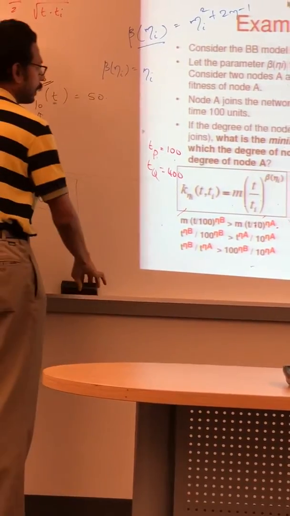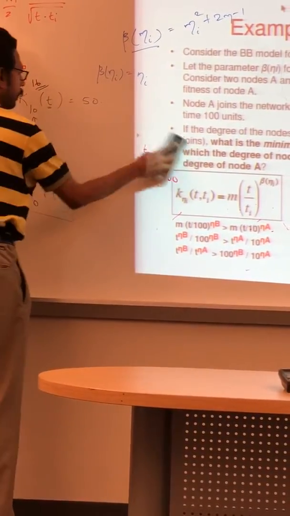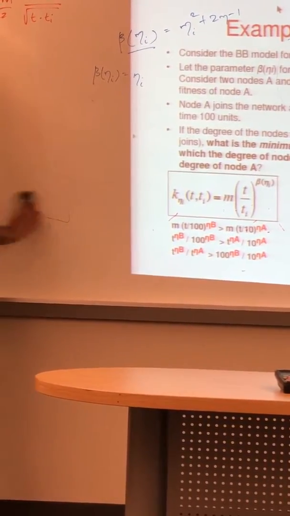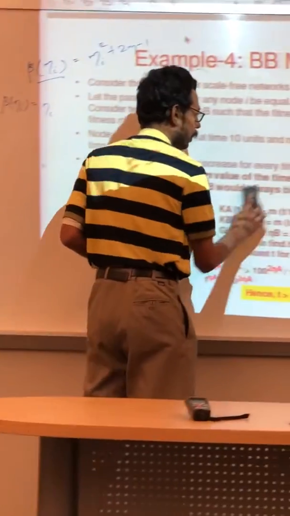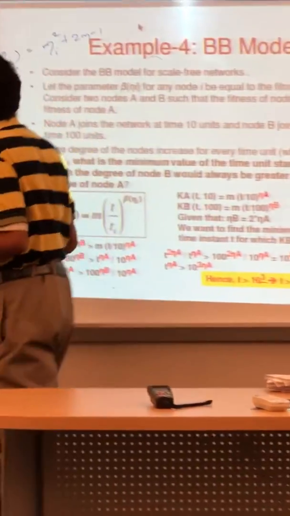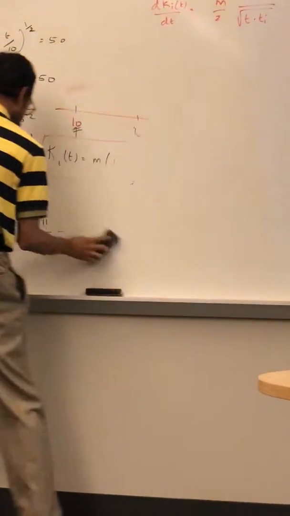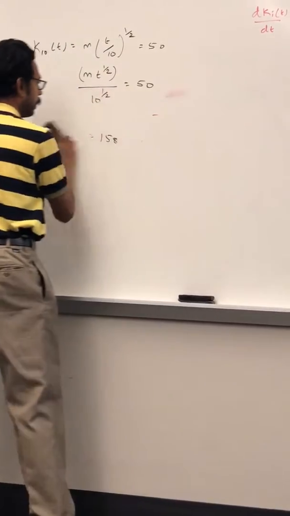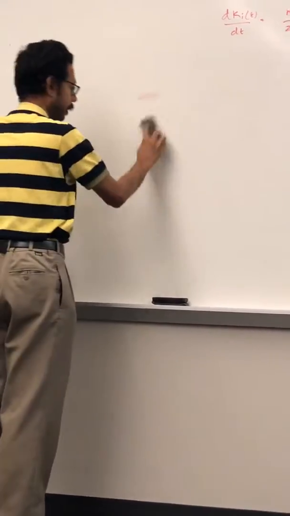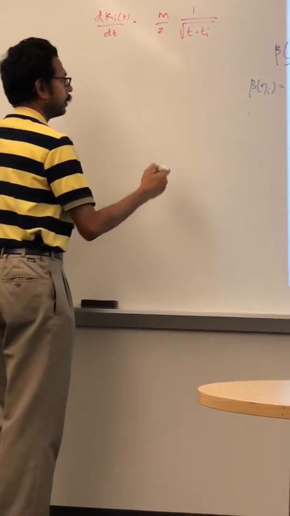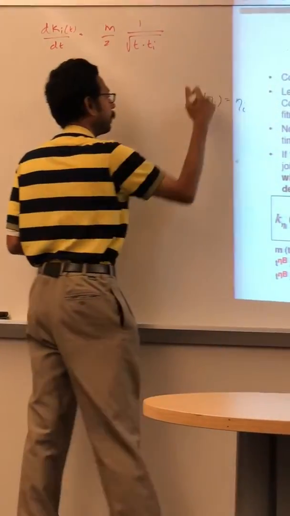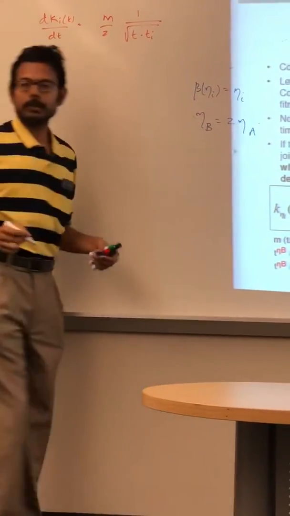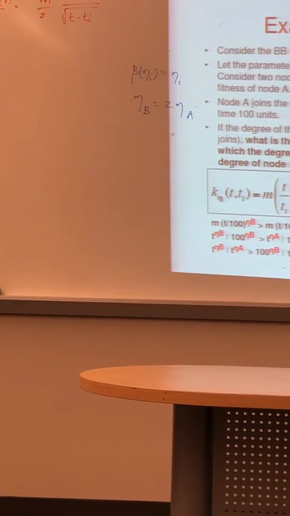Then what else is given? Consider two nodes A and B such that the fitness of node B is twice the fitness of node A. So what does that mean? Eta B is twice eta A. So eta B is twice eta A. Write down all the things that are given and then see what you can do.